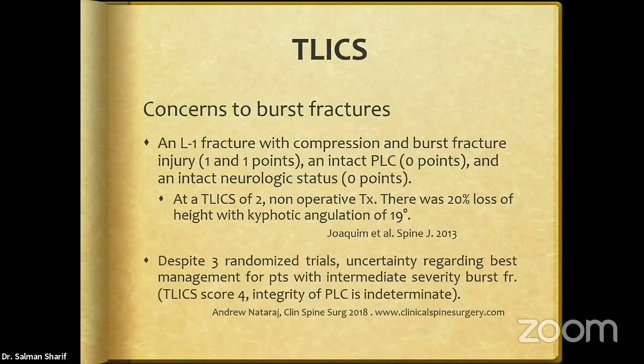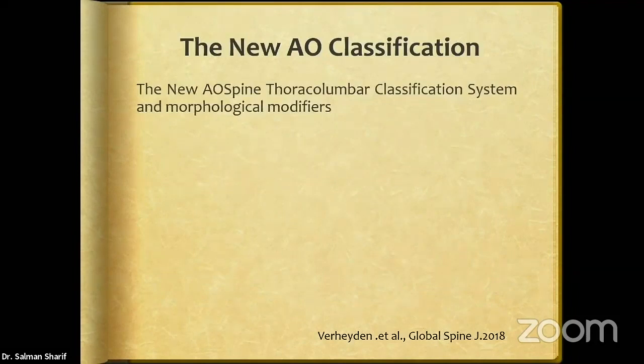Despite three randomized trials, there is uncertainty regarding the best management of patients with intermediate severity burst fracture. So this is a negative statement for the thoracolumbar injury classification.